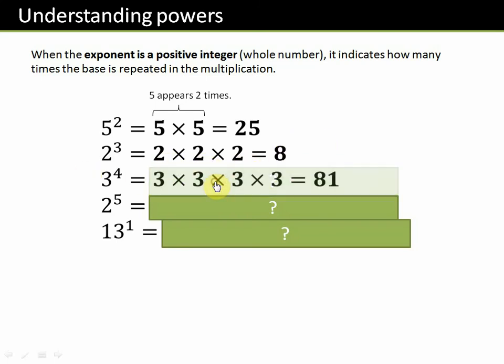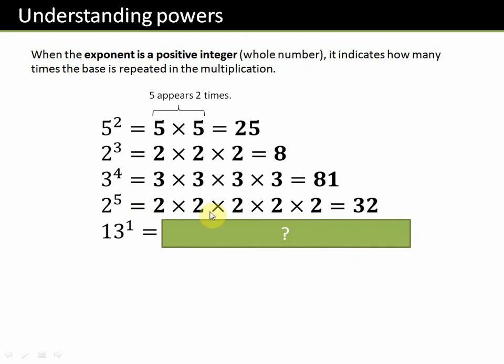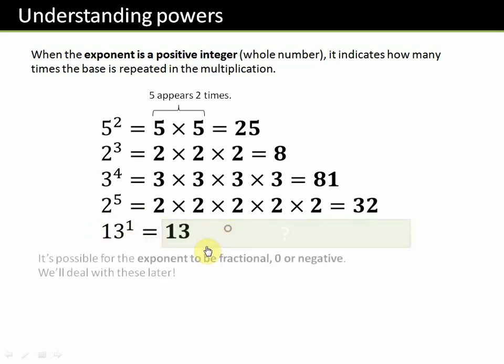3 power 4 means total four 3's: first 3, second 3, third 3 and fourth 3, it becomes 81. And 2 power 5 means we can write 2 five times: 2 one time, 2 two times, three times, four times, five times, it becomes 32. And if we say 13 power 1, we can write it as 13.